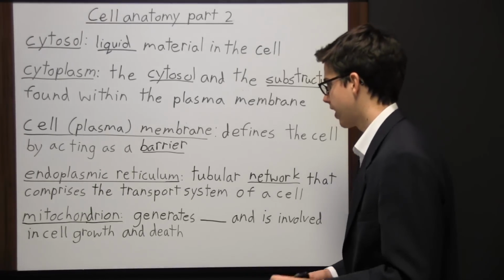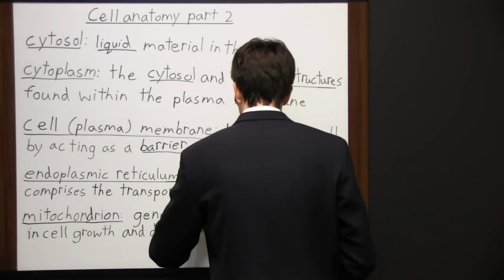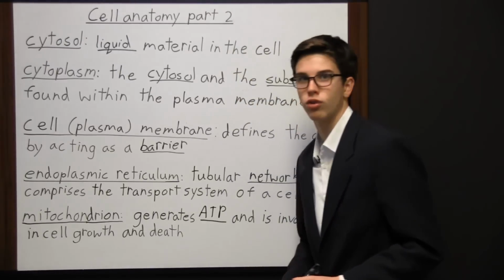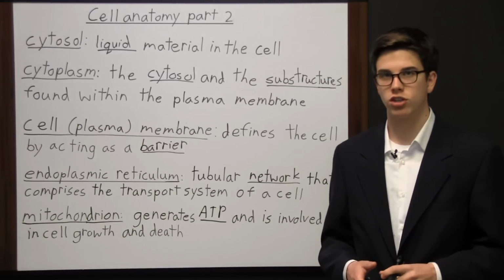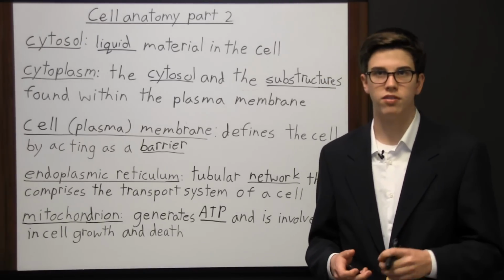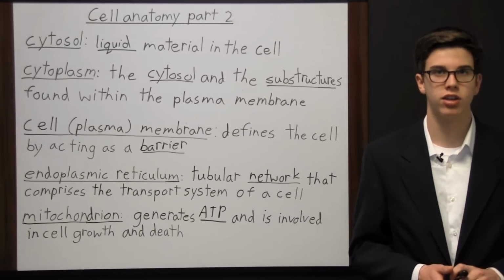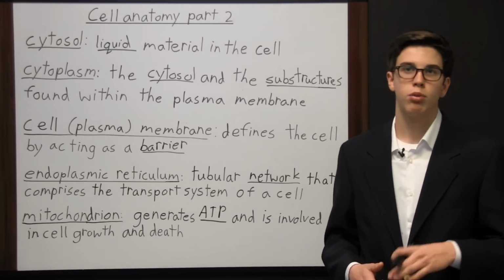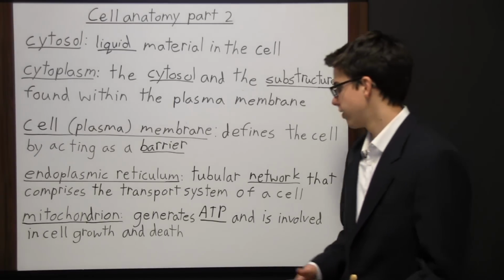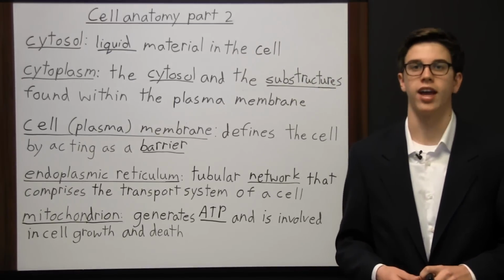And then we have mitochondrion, which generates ATP and is involved in cell growth and death. Now, the cell structures vary in terms of size and quantities. So some cells may have one mitochondrion while others have thousands. And so mitochondrion performs various functions like generating ATP and being involved in cell growth and death.